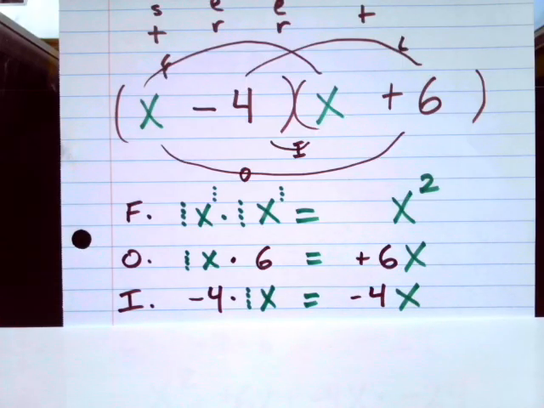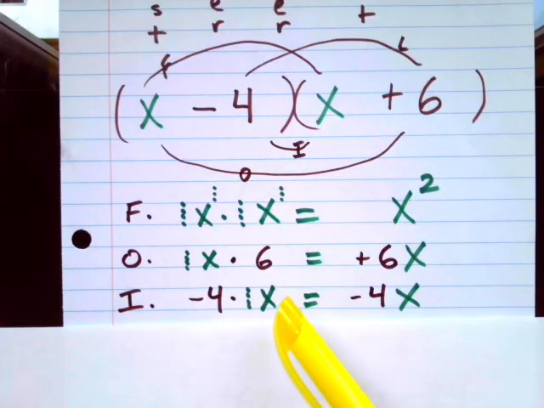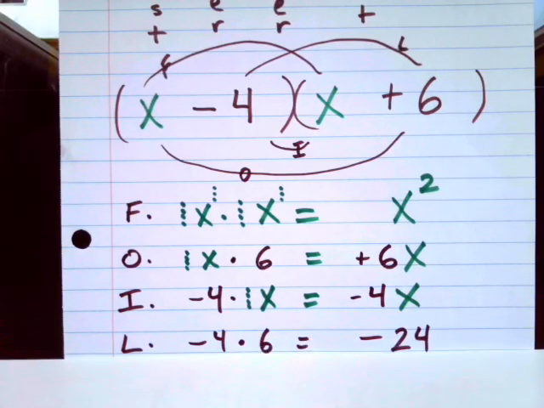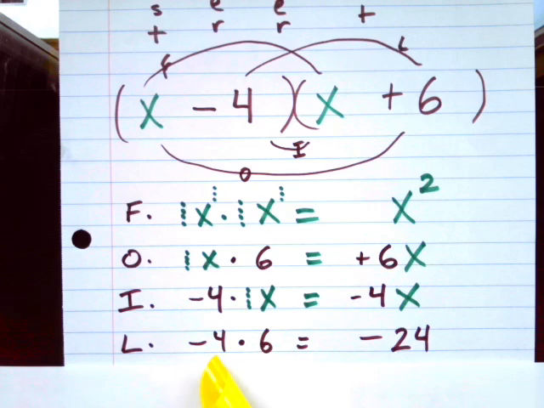I is for inner, right? We're going to multiply the inner terms. Negative 4 times x, and I'm showing that invisible 1. Negative 4 times 1 is negative 4. Again, that's attached to x as well. And then finally, the last terms: we have a negative 4 times a positive 6. As you can see here, negative 4 times a positive 6 gives me a negative 24.